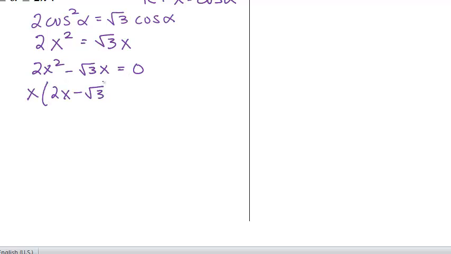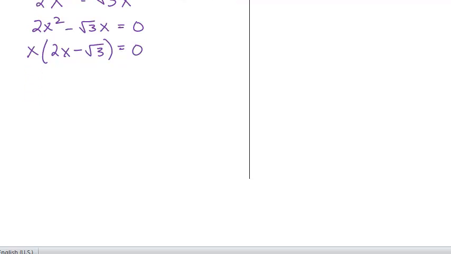So what I would do next is I would draw my quadrants. For this quadratic equation, I'm going to have two solutions: x equals 0, or 2x minus root 3 equals 0. Okay, solving that's not too bad. Now I need to go back and replace the fact that x was actually cosine alpha. So now cosine alpha equals 0, or cosine alpha equals root 3 over 2.